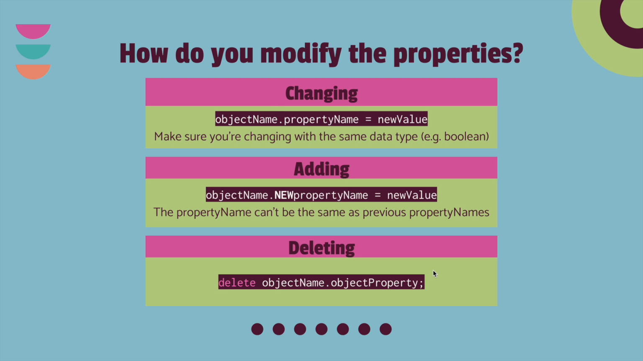Now, how do you modify the properties? You can modify the properties by, for example, saying object name.property name is equal to new value to change values. If you want to add them, you would say object name dot your new property name is equal to new value, which is similar to changing values. And if you want to delete a property, you would say delete object name dot object property.